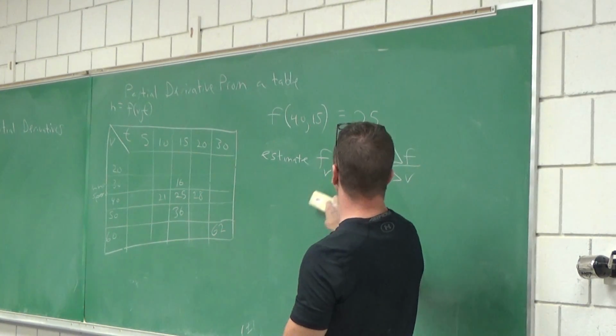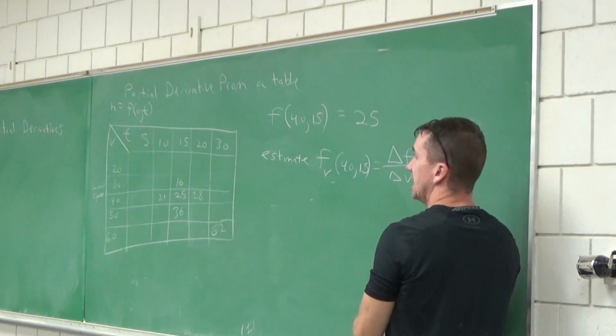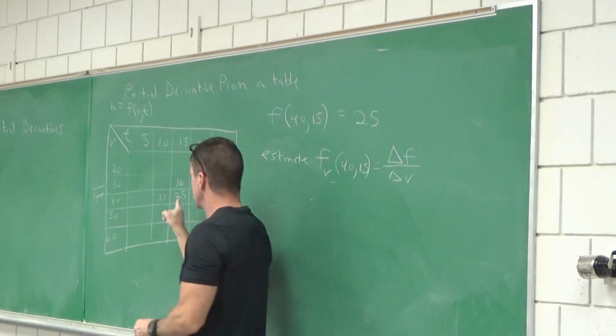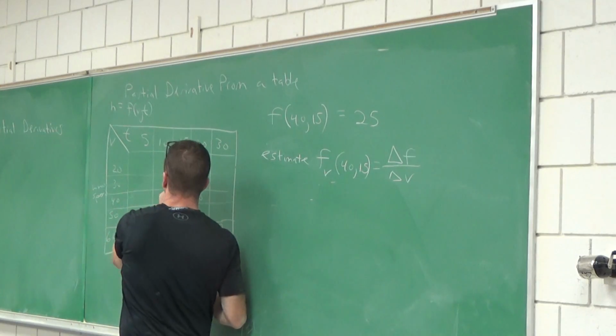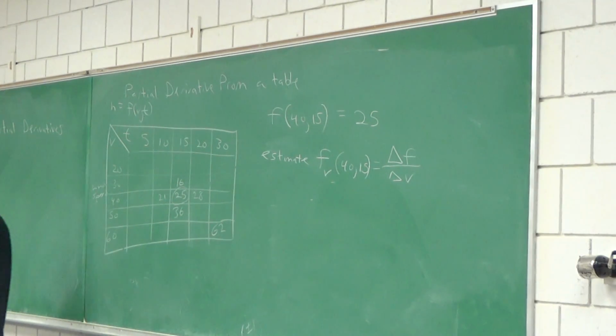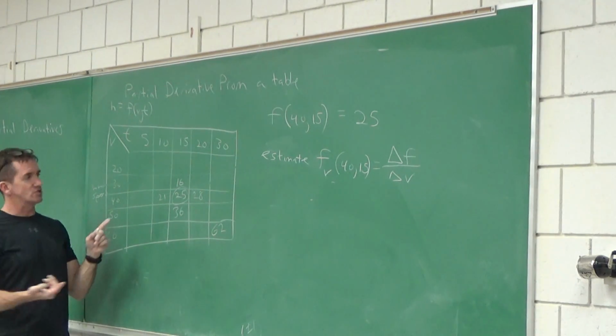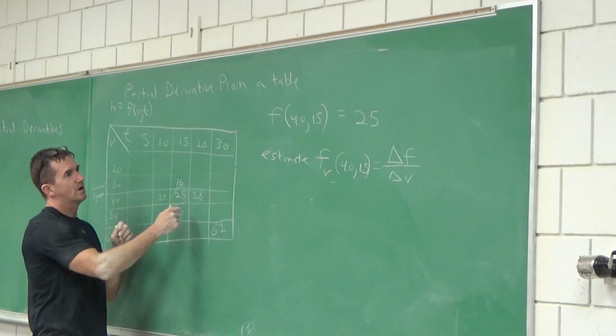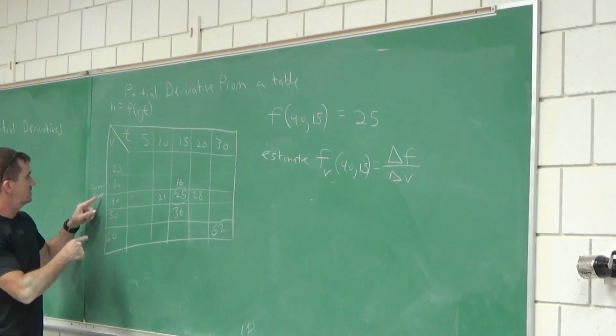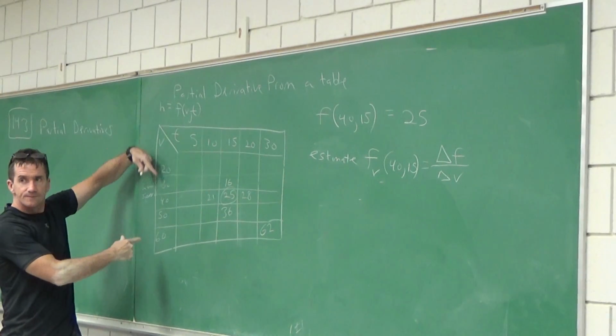Okay. So that's what we'll do. Here, I'll get this out of the way. This is what we're going to do. Change in F values over change in V's at what point? 40. So I say, first of all, I'm going to 40, 15. Let's circle that so we get our eyes on it. It's got to be right at that point. Now, where are the V's? Here are the V's right here.